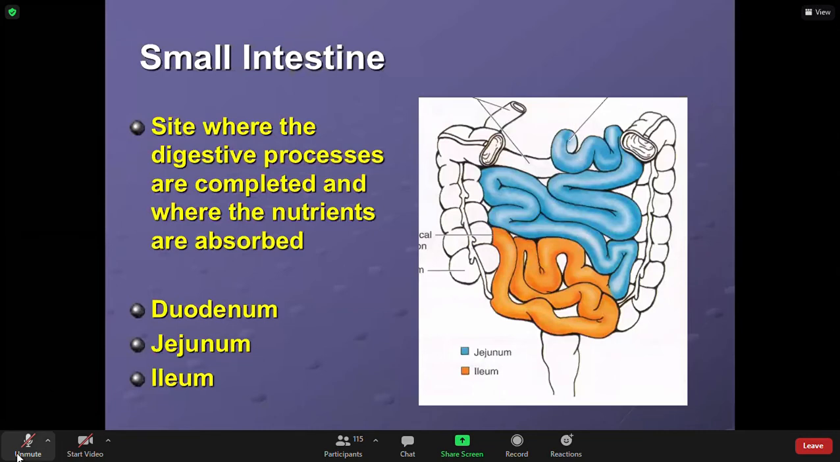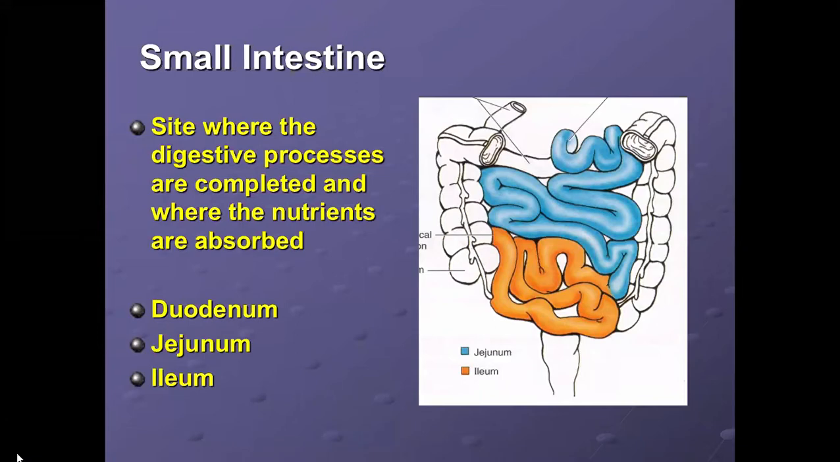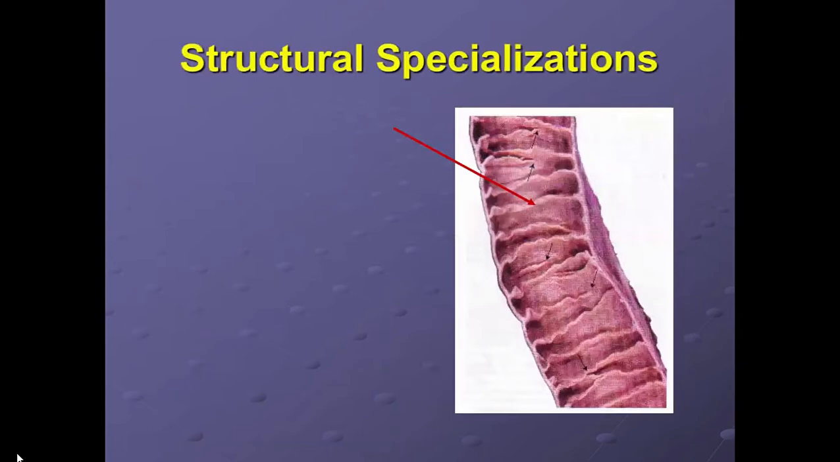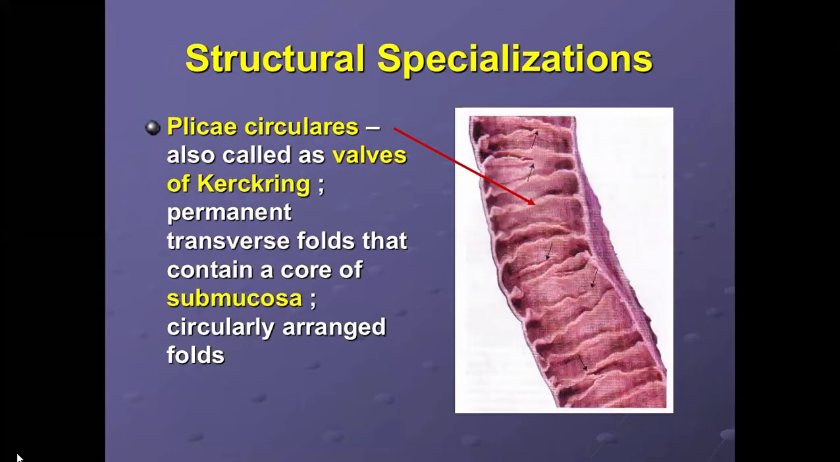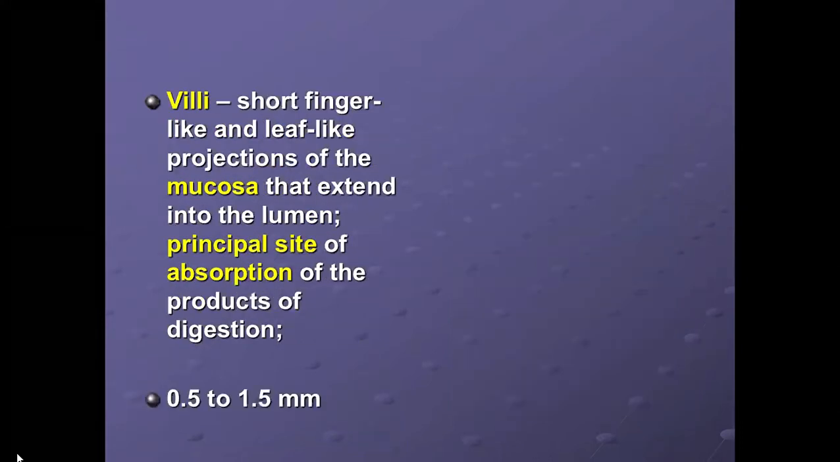So basically, you know this, even the length of each part: the duodenum, the jejunum, and the ileum. What are the structural specializations that you see in your small intestine? You find the plicae circulares or the valves of Kerckring. These are permanent transverse folds that contain a core of submucosa, circularly arranged folds. And then you find the villi, short finger-like and leaf-like, depending on where it is located.